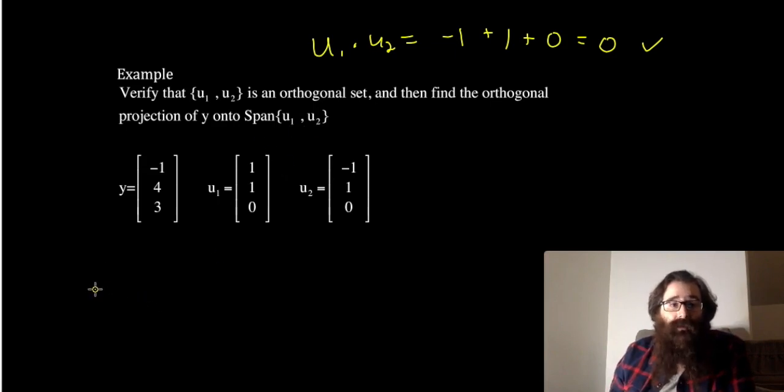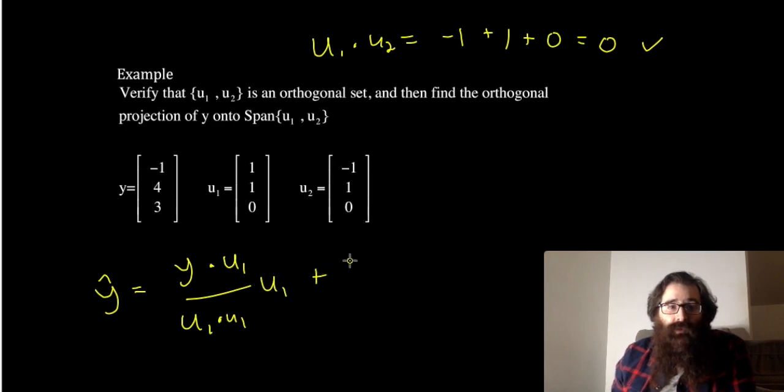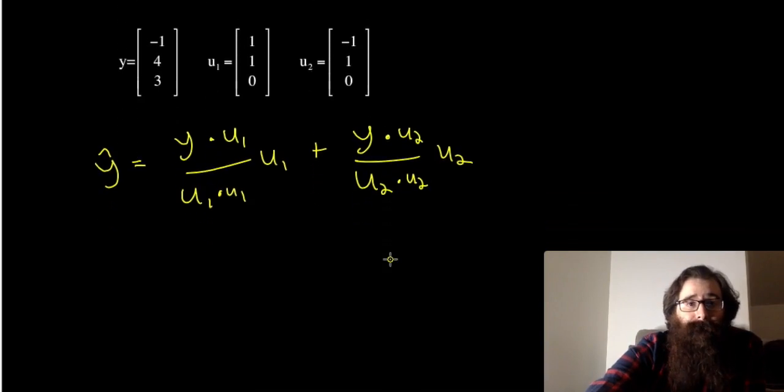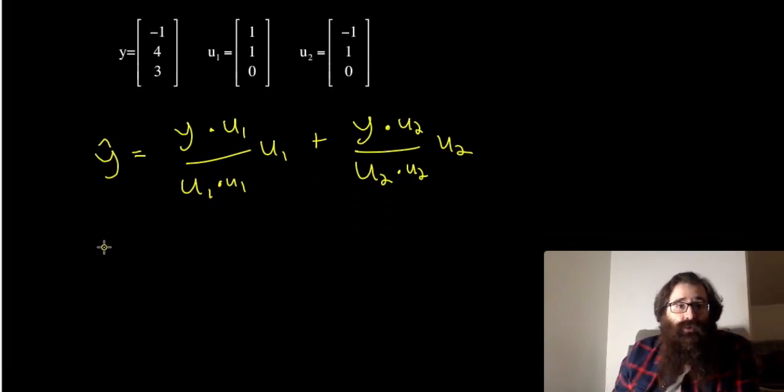I can build that. That's y hat, and that's going to be given by y dotted with u sub 1 over u sub 1 dotted with u sub 1 times vector u sub 1 plus y dotted with u sub 2 divided by u sub 2 dotted with u sub 2 times vector u sub 2. And let's go ahead and find these coefficients.